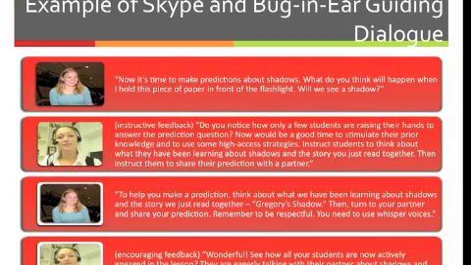Here's an example of a Skype and bug-in-ear guiding dialogue. This was done in a study of bug-in-ear coaching from opposite coasts.